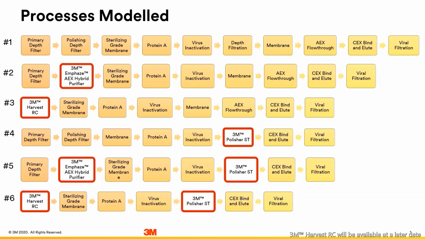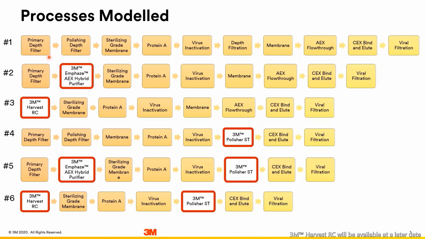So the first process is a typical monoclonal antibody purification process, consisting of 2 stages of depth filtration for clarification, followed by a sterilizing grade membrane, then on to protein A chromatography, followed by low pH hold for viral inactivation, and then depth filtration to clear up the turbidity caused by the viral inactivation, and then a membrane to protect the polishing columns, followed by an anion exchange flow-through polishing column and a cation exchange binding loop polishing column, and finally viral filtration.